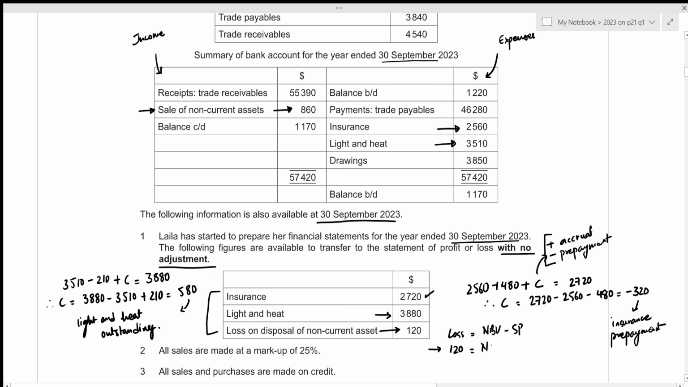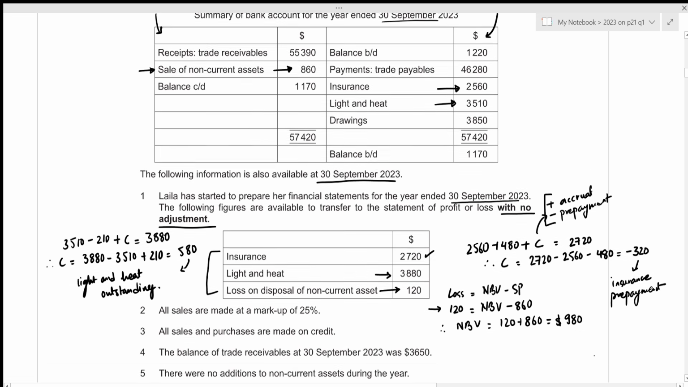We're trying to figure out the net book value, and the sale proceeds is given to be 860. This means that our net book value is just going to be 120 plus 860, which results in an amount of 980. That's the net book value of the disposed non-current asset.